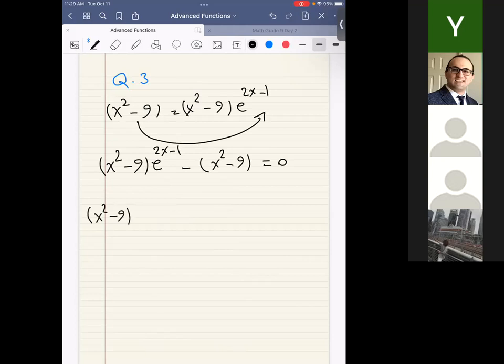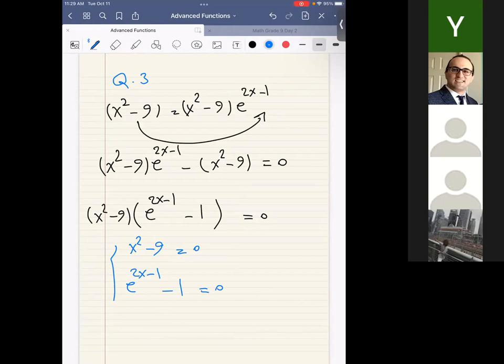So the first expression you get e to the power 2x minus 1. And then from the second term, you get just minus 1. So you factor x squared minus 9. Now you have this equation. When you have the product of two things equal to 0, that means either x squared minus 9 is equal to 0, or e to the power 2x minus 1 minus 1 is equal to 0. And you can solve these two equations separately.